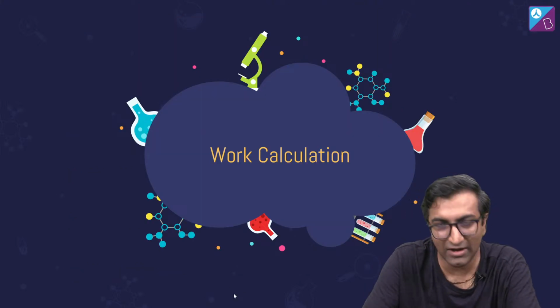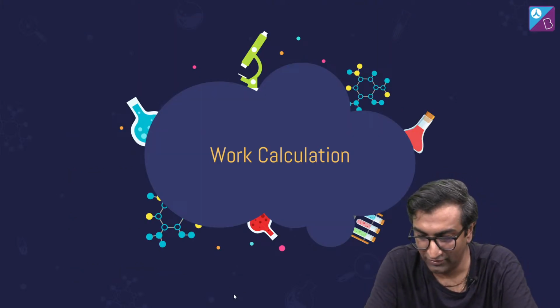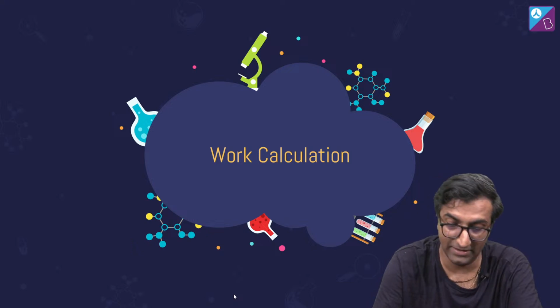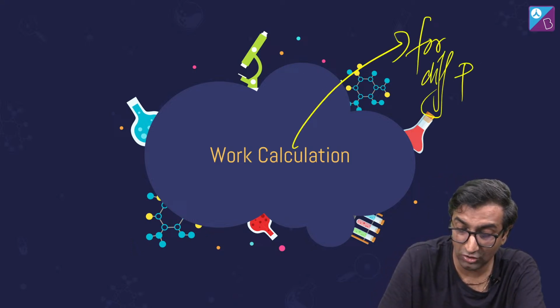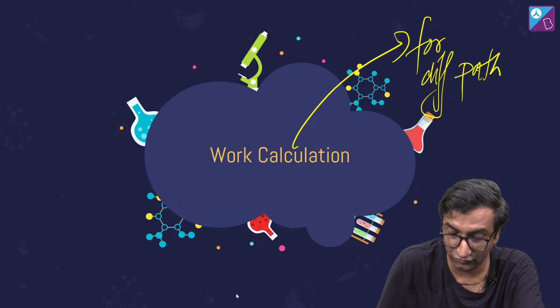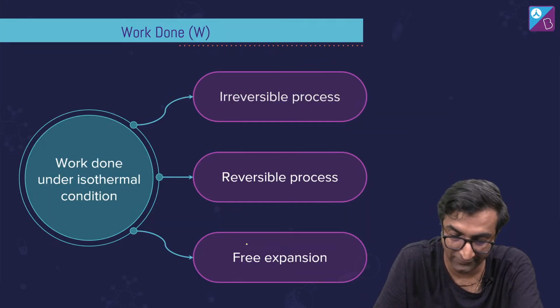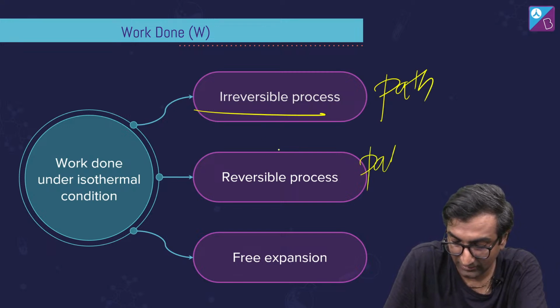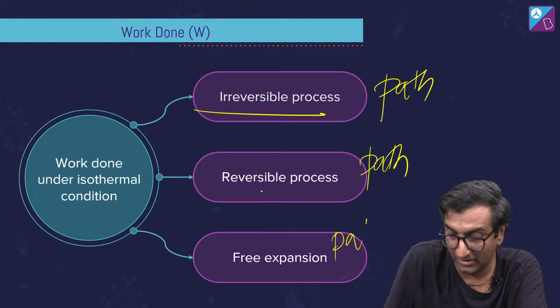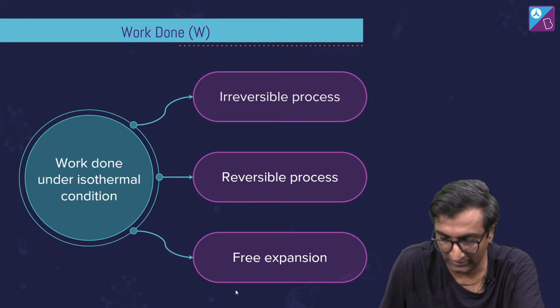All right. Let's figure out how to calculate work in different scenarios. Different scenario मतलब अलग-अलग paths, for different paths. Because work is a path function. Heat is also a path function. I proved that to you last session itself. Irreversible process मतलब path. Reversible also is a path. And free expansion is also a path. We'll see what these things mean.